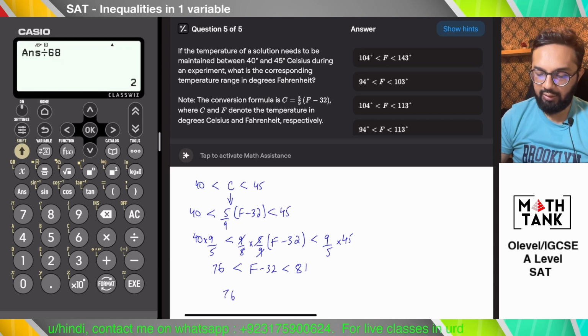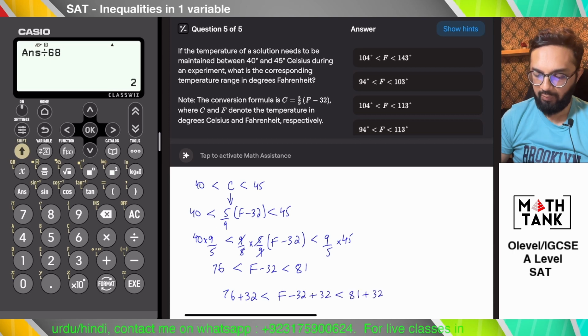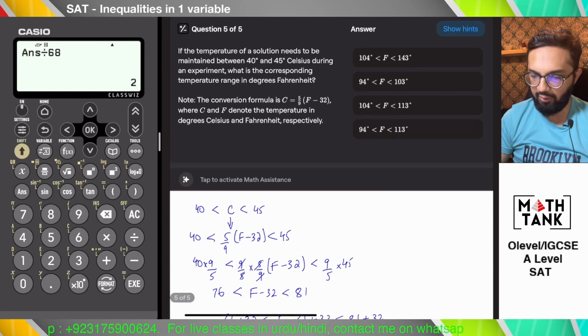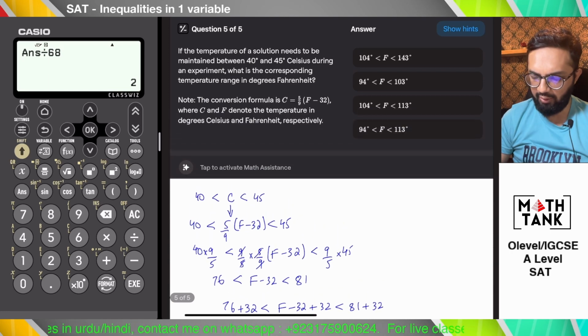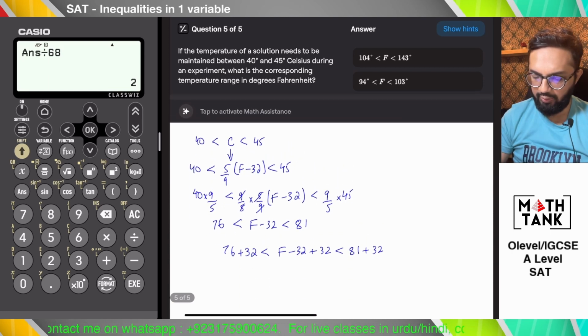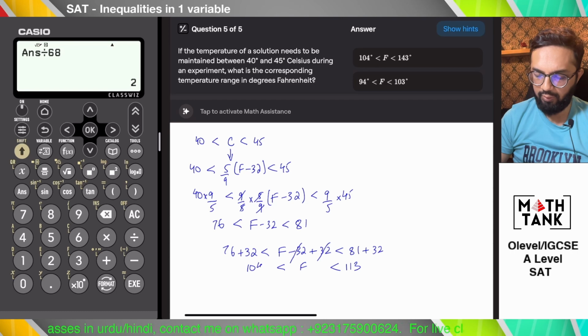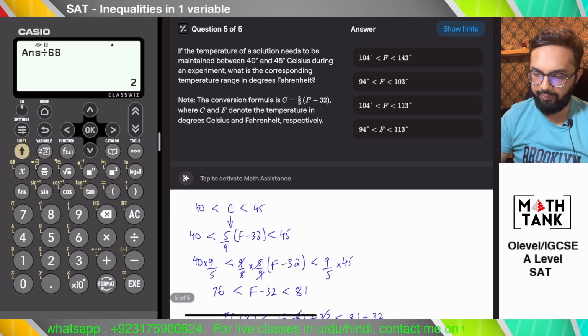You say that you add 32 to all these inequalities. So 76 plus 32 gives me 104, and 81 plus 32 gives me 113. So 113 and 104. So which one is the correct answer? Let's look at that. That one.